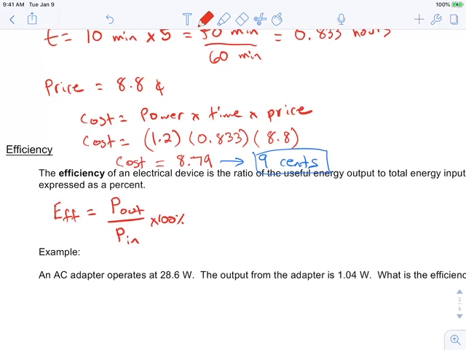Sometimes I'm not going to give you power, I might give you energy. And for energy, it's going to be efficiency equals E out over E in. These things are always going to be percentages, so you have to make sure that you're multiplying by 100% when all is said and done.